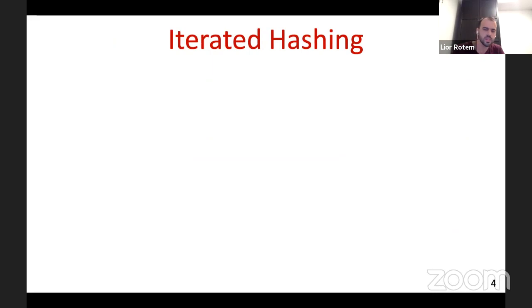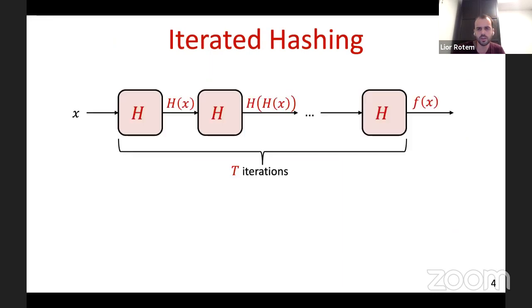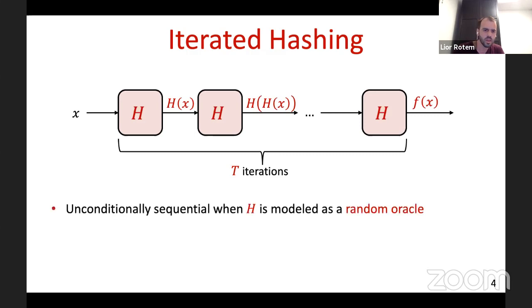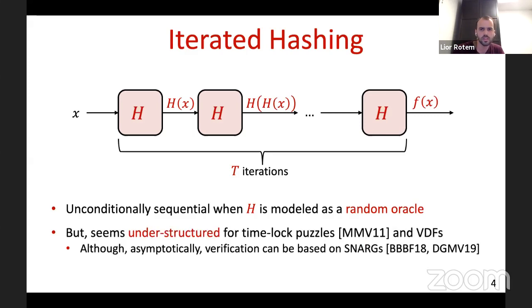Okay, so perhaps the simplest example of a delay function is the iterated hashing function. It's obtained by iteratively applying a hash function, denoted by h in this case, onto the input. And then the output of the delay function is the output of the last invocation of h. One positive thing about this function is that it has a formal security argument in an idealized model. So concretely, when the hash function h is modeled as a random oracle, one can fairly easily prove unconditionally that computing the function requires t sequential calls to the random oracle. The downside of this function, however, is that it seems to lack the structure needed in order to enable extensions to time lock puzzles and to VDFs.